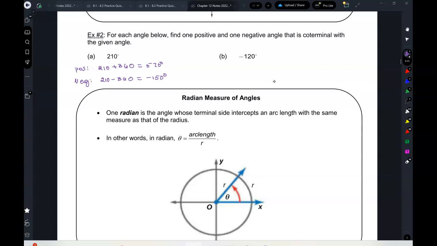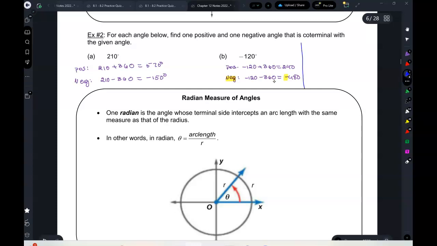Here we go. Negative 120. For the positive one, let's do negative 120 plus 360. How much is that? For the negative one, let's do negative 120 minus 360, negative 480. The negative one has to have a negative in front of it.